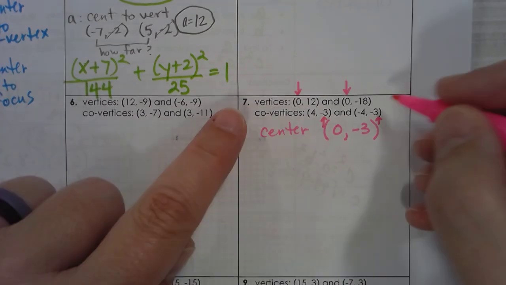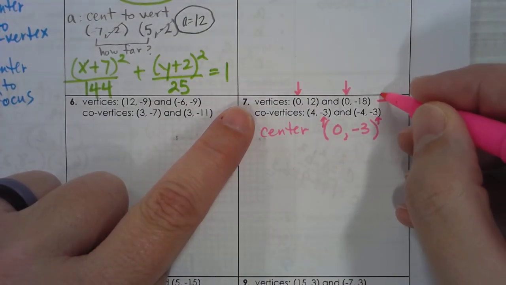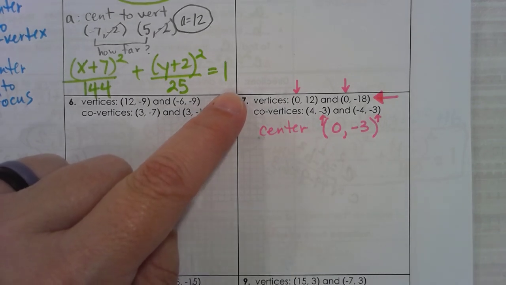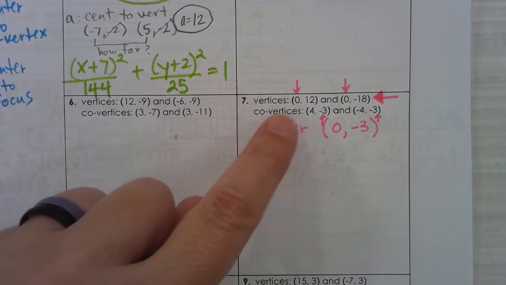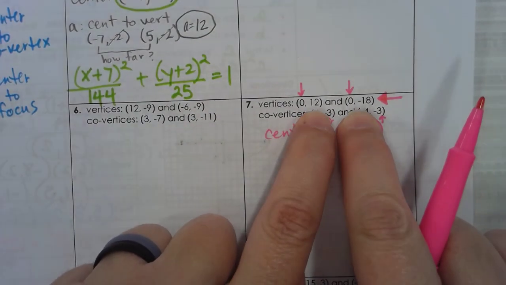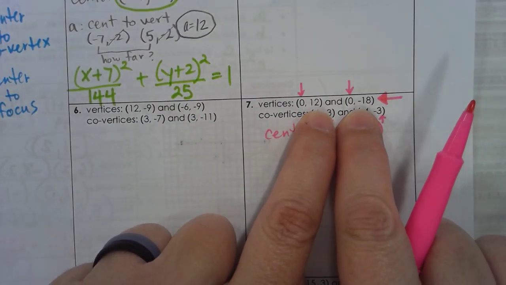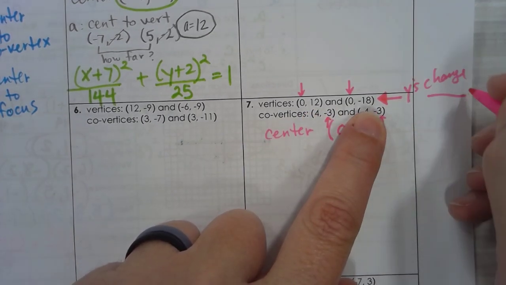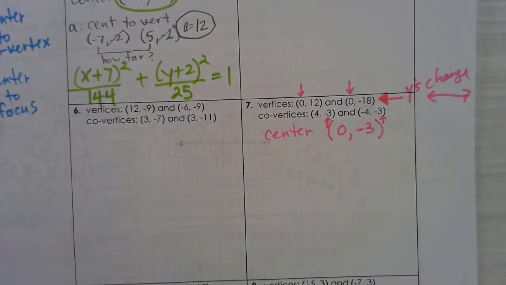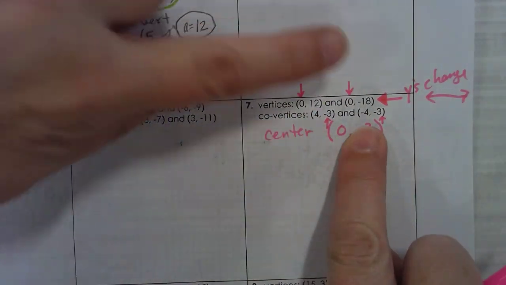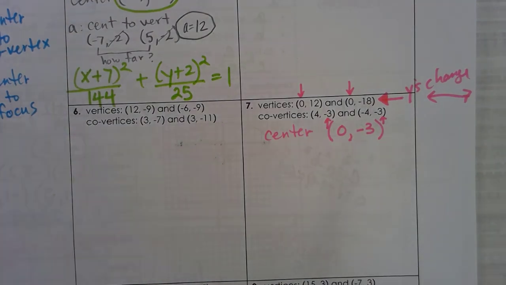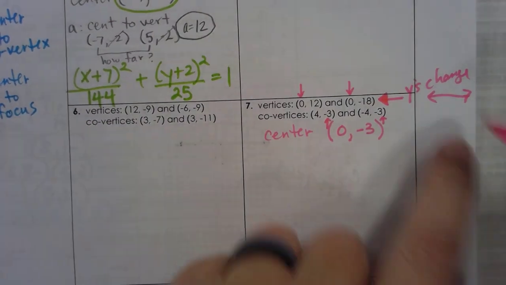On our directions, the vertices are going to give us the direction of our ellipse. So which value changes on our vertices? X or Y? Which numbers are changing? Y's change, which means this is going to go left to right. On our co-vertices, if all they gave us were the co-vertices, the x's change for the co-vertices, which means the y's would change for the vertices. We'll go the other direction.